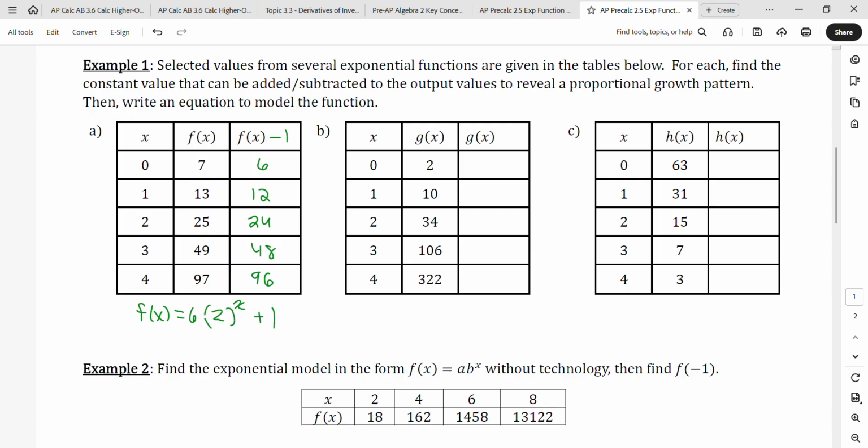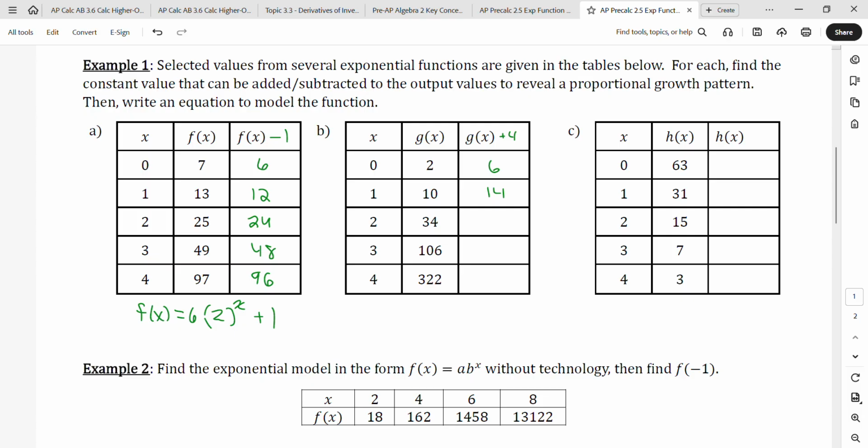Now let's look at this one, g of x. I think I got it. What do you think it is? Multiplied by 3 minus 4. So like adding 4? Yeah, adding 4. That's what I meant. So if we added 4, that would be 6. Adding 4 would be 14. Well, it's okay. Sometimes it does take guess and check. Sometimes it does.